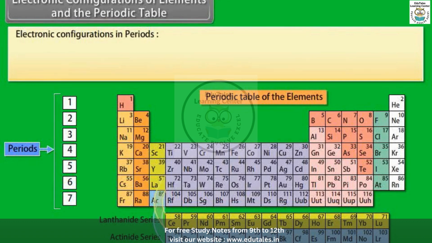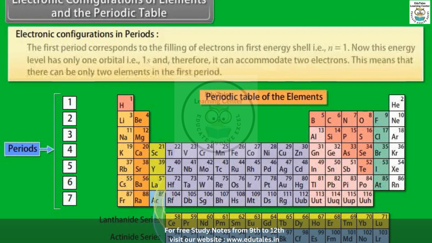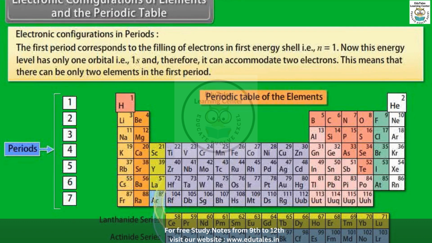Electronic configurations in periods. The first period corresponds to the filling of electrons in the first energy shell, that is, n equal to 1. This energy level has only one orbital, that is 1s, and therefore it can accommodate 2 electrons. This means that there can be only 2 elements in the first period.